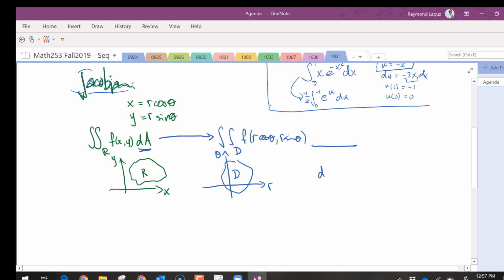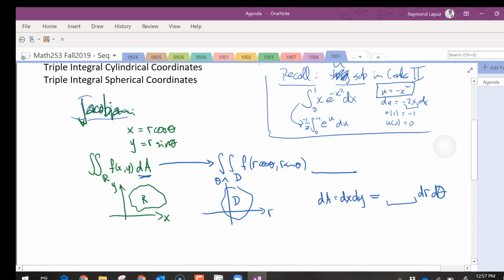dA, which used to be dx dy, or dy dx in some sort of order, has to change into something with a dr and a d theta in some certain order with some sort of derivative that's involved, right? Because that's what happened over here when we did a u substitution. We have to take a look at these differentials and how they morph from one domain to another domain.